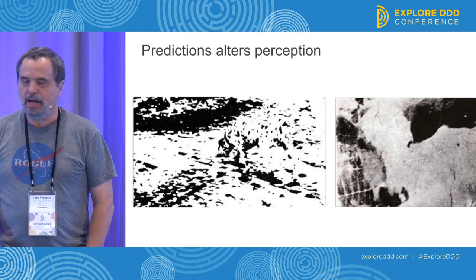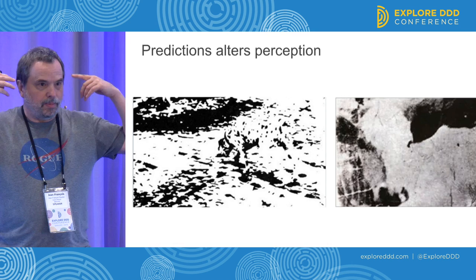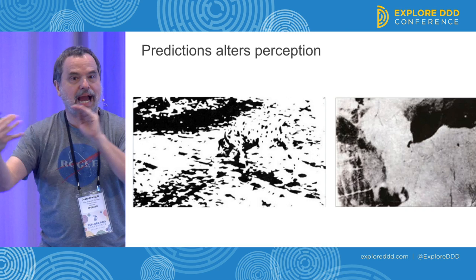What about this? I'm telling you it's a cow. Look at it. You can't see it the same way again, because now your predictive machinery is matching the input, saying a cow. You're seeing a cow. So you feel differently.